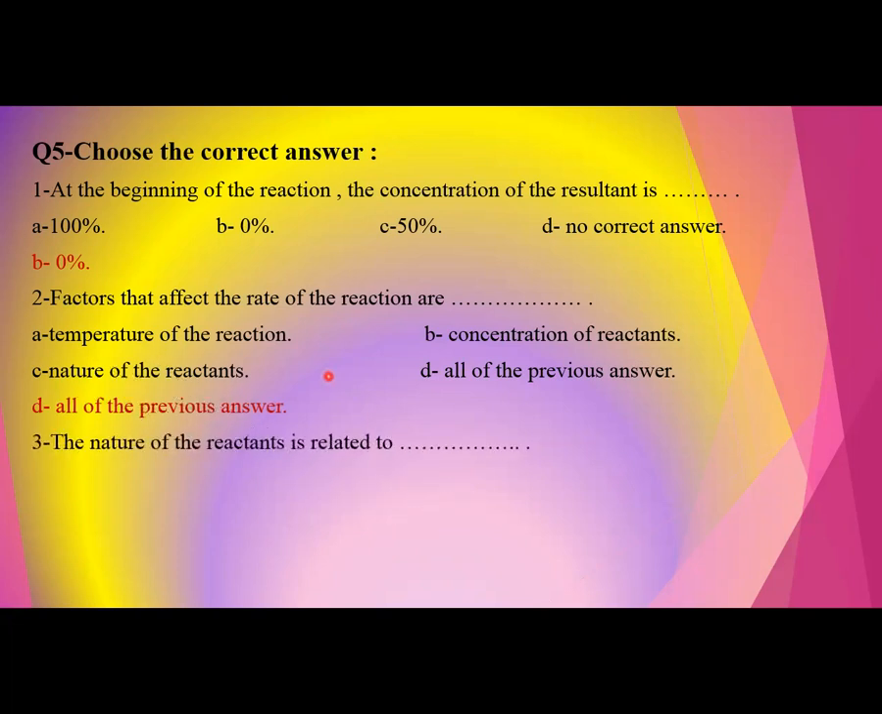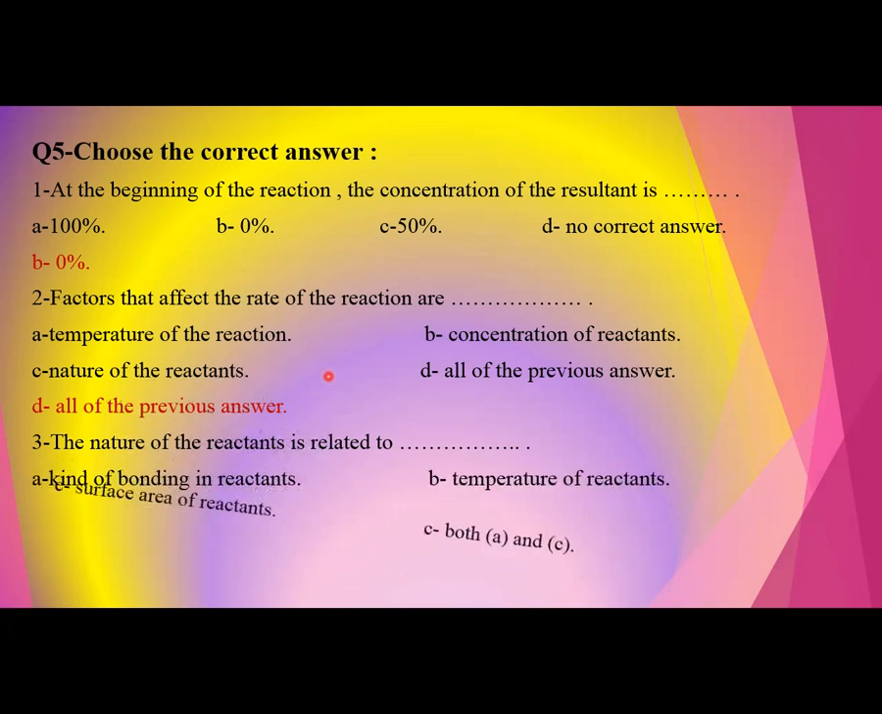The nature of reactant is related to... we divided it into two things. What are they? Let's see. The kind of bonding, whether ionic or covalent, this works. Temperature is not from the nature of reactant, so temperature here is rejected. Surface area, this is from the nature of reactant. A and C are of course the correct answer.